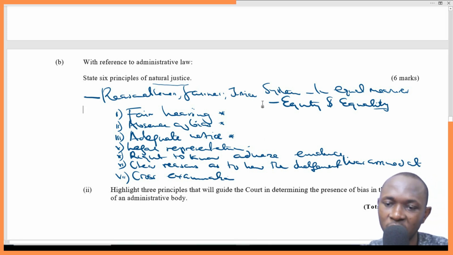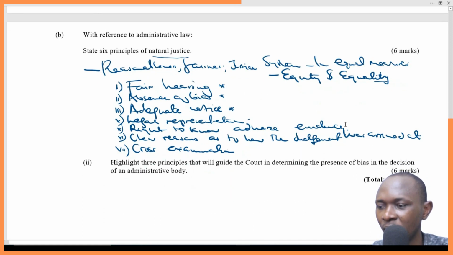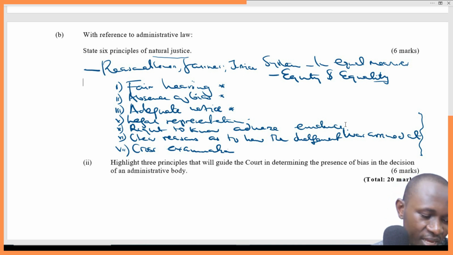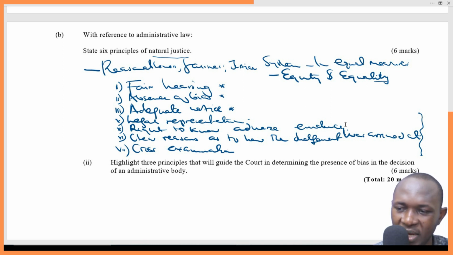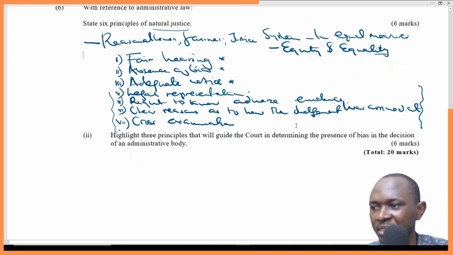The examiner was interested in six principles of natural justice. The most obvious ones are three, but we can always top up with these others. The most obvious principles of justice are fair hearing, absence of bias, and adequate notice sent to the parties involved. These others can also help to make it six.